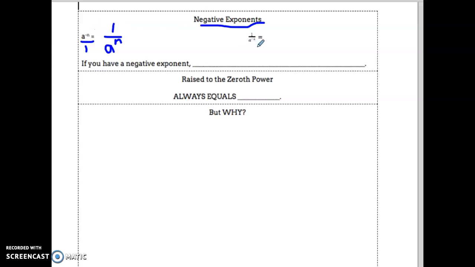And you could also go the other way. If you have a negative exponent on the bottom, you could flip it to the top. Flipping it both ways makes an exponent go negative to positive. So, in summary, if you have a negative exponent, flip the fraction.